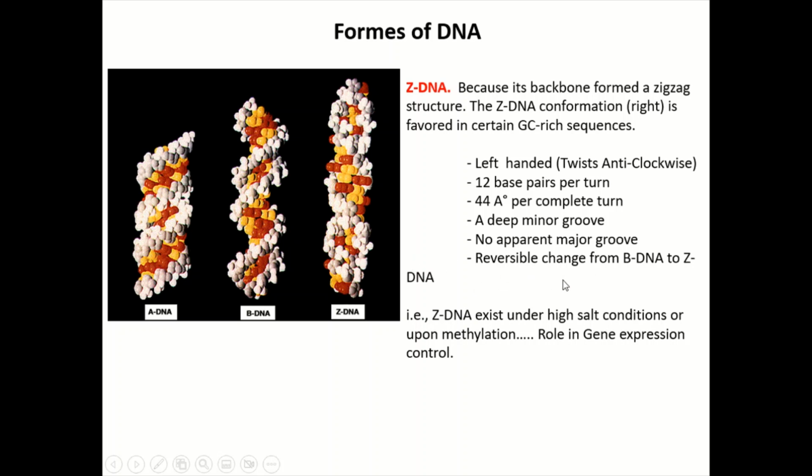A reversible change from B DNA to Z DNA can take place. For example, Z DNA exists under high salt conditions or upon methylation. So this Z DNA has a putative role in gene expression control or the regulation of gene expression. So this was all about the structure of DNA and different forms of DNA.